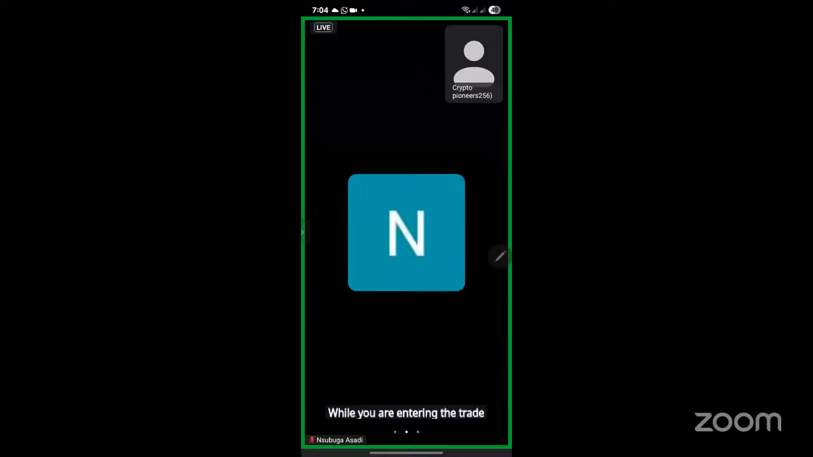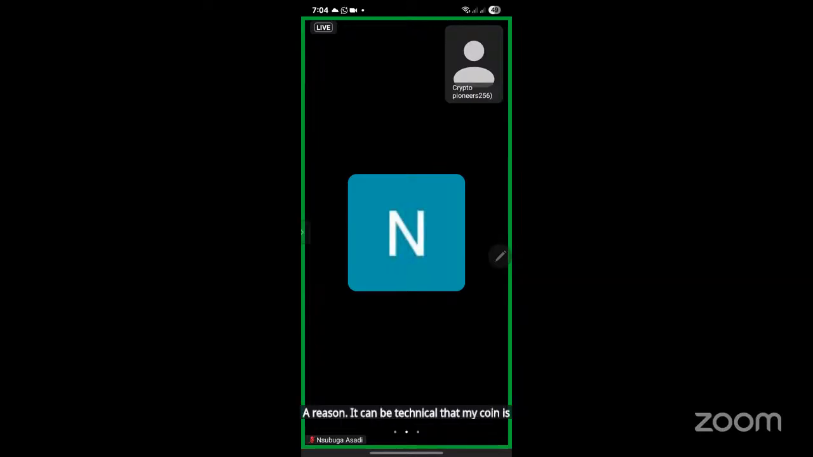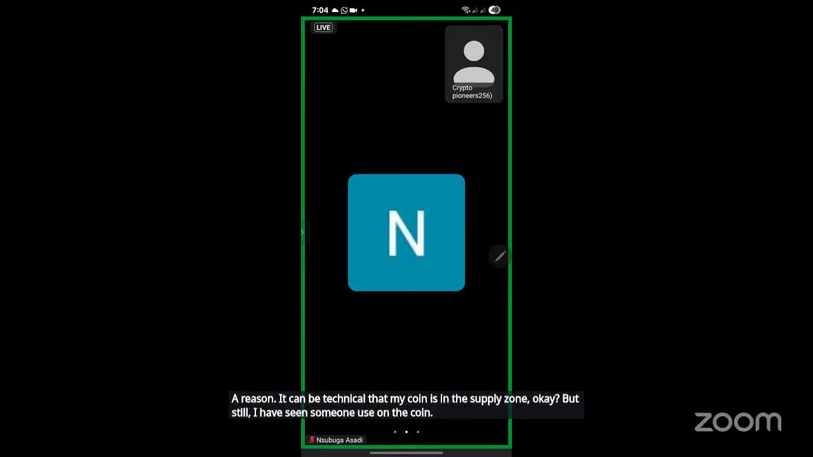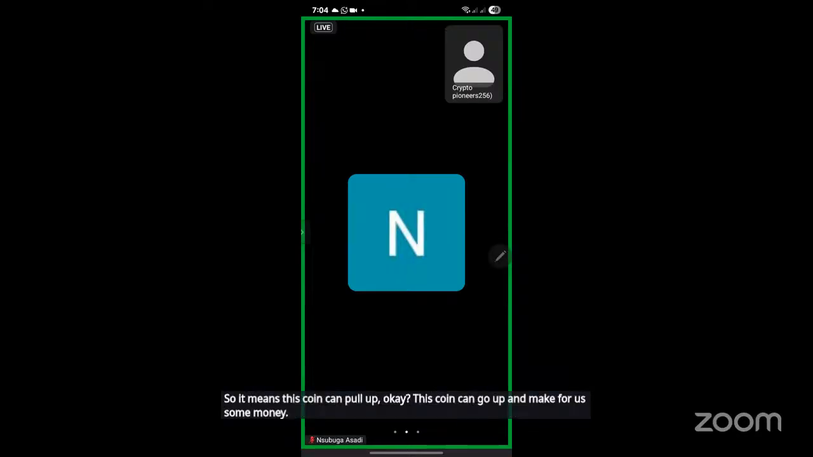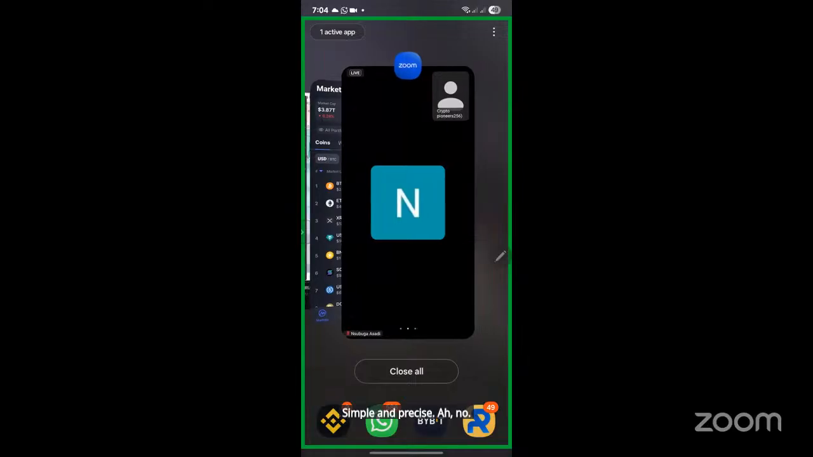So our reason can be a fundamental reason, and our reason can be a technical reason. It can be technical that my coin is in a supply zone, okay? But still I have seen some news on the coin. So it means this coin can bull up, okay? This coin can go up and make for us some money. Simple and precise. Now, we've created our trading plan and it is done.